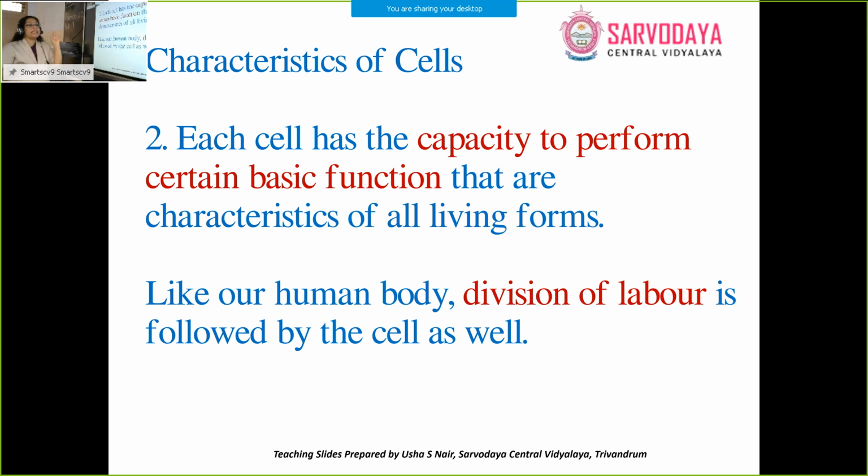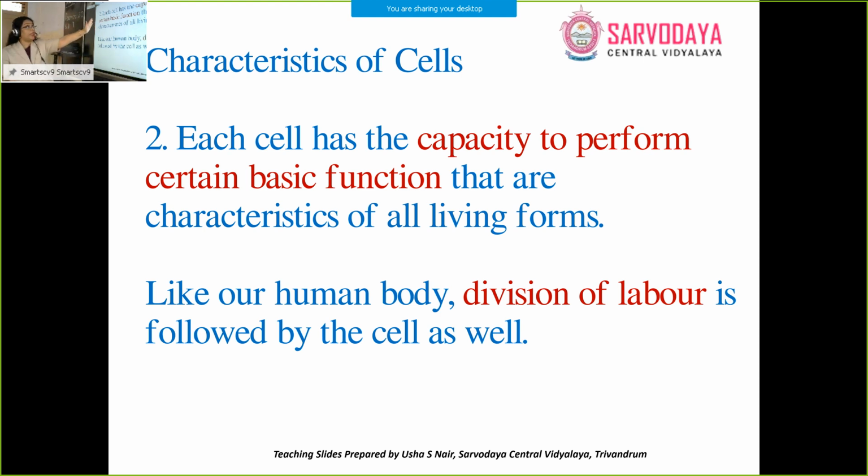Next is, each cell has the capacity to perform certain basic functions. These are characteristics that are common to all living forms. Here, I've given an example, like our human body. In our human body, there's division of labor. It's followed by the cell as well. So the main thing is division of labor. Now you'll be wondering, what is division of labor?